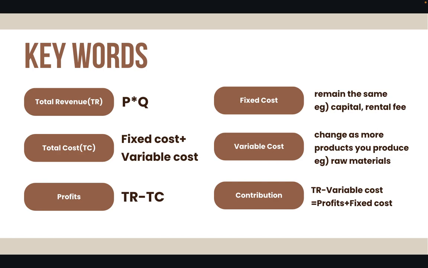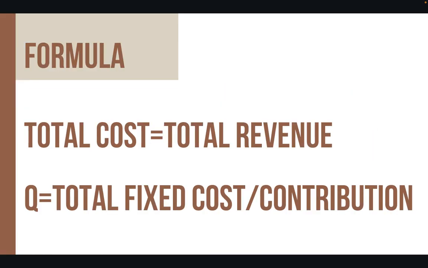Then is total revenue. Total revenue equals price times quantity. And then is profits. Profits are the difference between total revenue and total cost. Lastly, contribution. Contribution is the difference between total revenue and variable cost, as well as the total of profits and fixed costs.